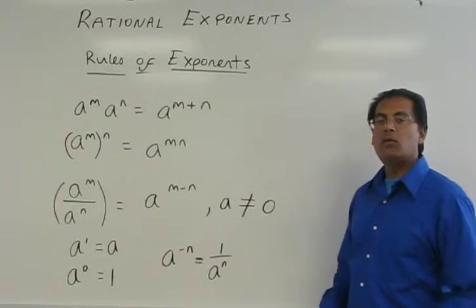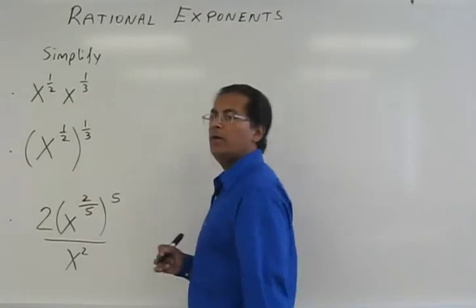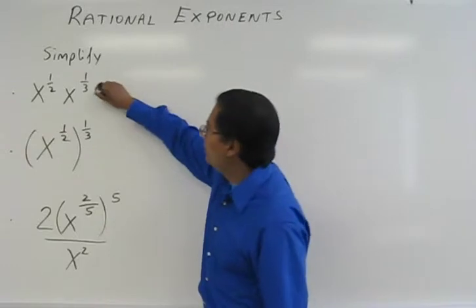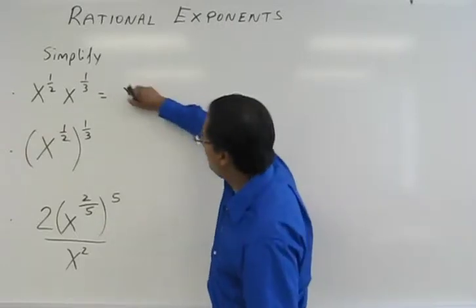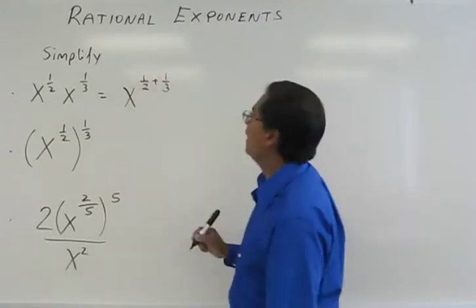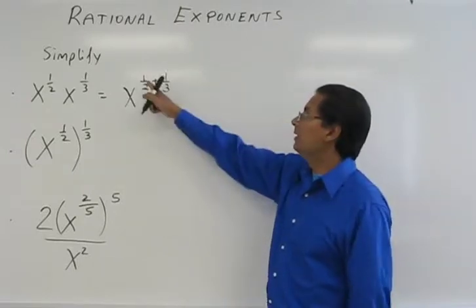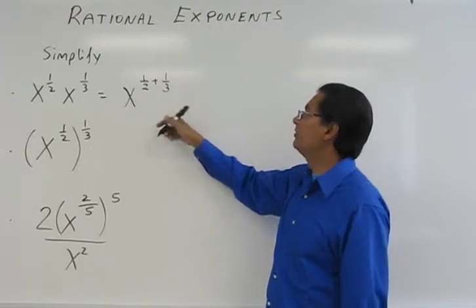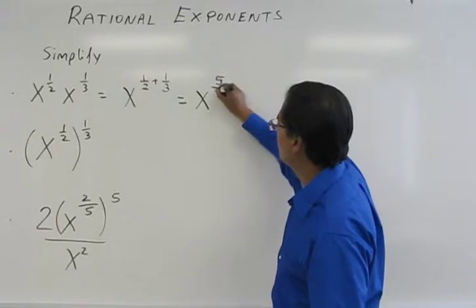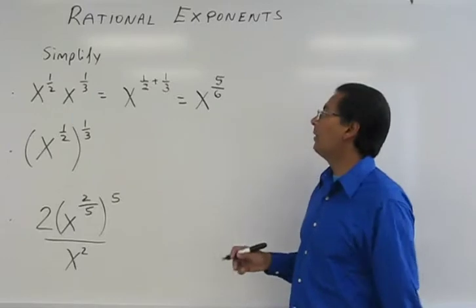So let's use this and then what we know about rational exponents to simplify a few expressions. So here we're asked to simplify a few expressions. We have x to the 1/2 times x to the 1/3. It means you add the exponents, so we'll have x to the 1/2 plus 1/3. And 1/2 plus 1/3, I'm trusting you can do those fractions. You'll have common denominator 6, so you have 3/6 plus 2/6, and that gives you 5/6. So this is x to the 5/6, which is the 6th root of x all raised to the 5th power.